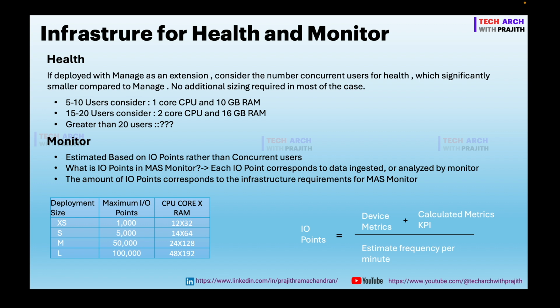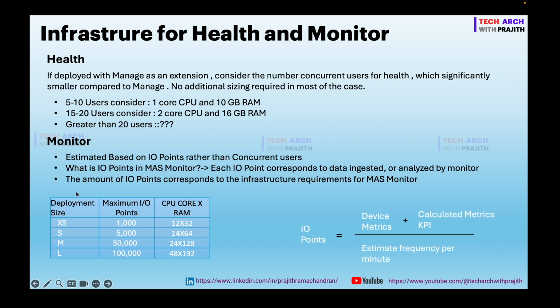So what are IO points? Each IO point corresponds to a piece of data ingested or analyzed by monitor per minute. The per minute is important, because the calculation of IO points is based on the estimated frequency per minute. The amount of IO points corresponds to the infrastructure requirements for monitor.